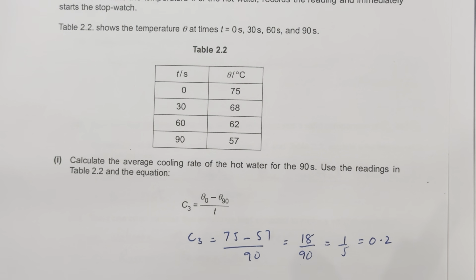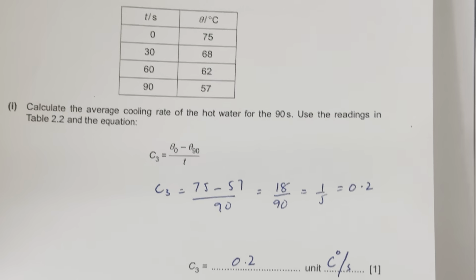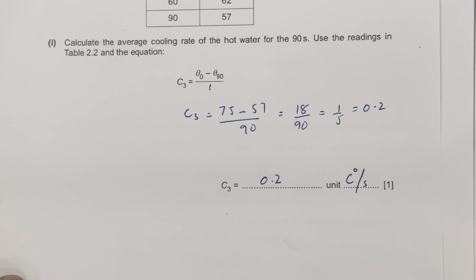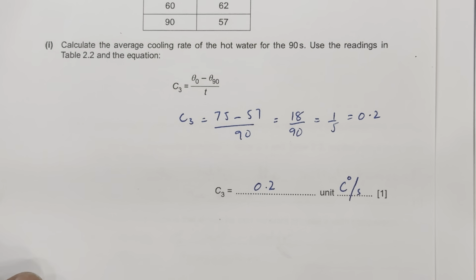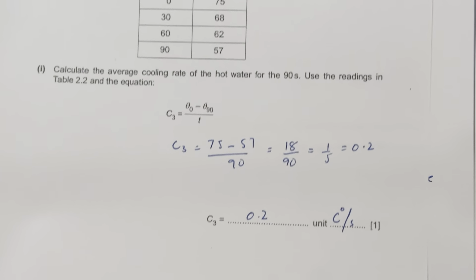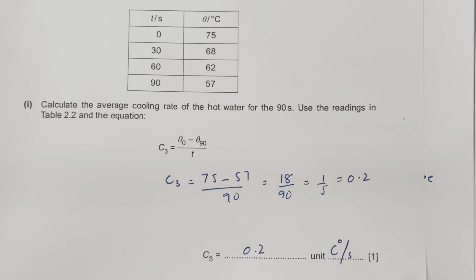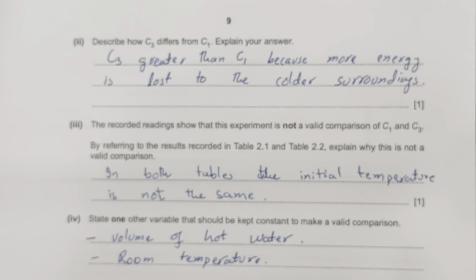Subtracting those values, we get 18. Then 18 divided by 90 is equal to 1 by 5. After dividing, we get the answer 0.2. So the C3 value is 0.2 and its unit is Celsius per second. So this was the same practice we did in the earlier parts. Okay. Now describe how C3 differs from C1.